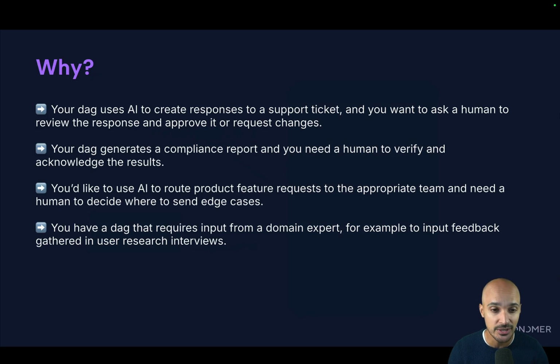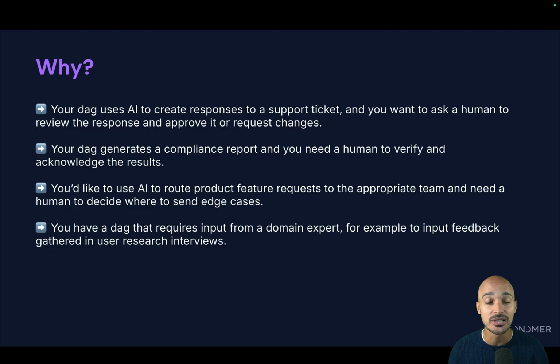For example, your DAG uses AI to create responses to a support ticket and you want to ask a human to review the response and approve it or request changes. Or maybe your DAG generates a compliance report and you need a human to verify and acknowledge the results. Or you would like to use AI to route product feature requests to the appropriate team and need a human to decide where to send edge cases. And last but not least, maybe you have a DAG that requires input from a domain expert, for example, to input feedback gathered in user research interviews. So as you can see, there are many use cases in which you may need to require a human intervention before continuing the execution of your DAG.